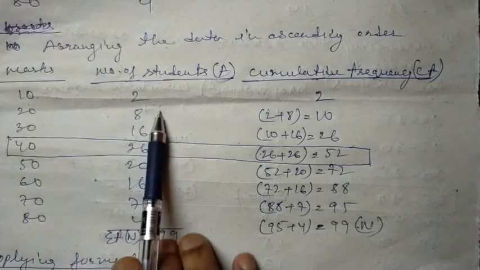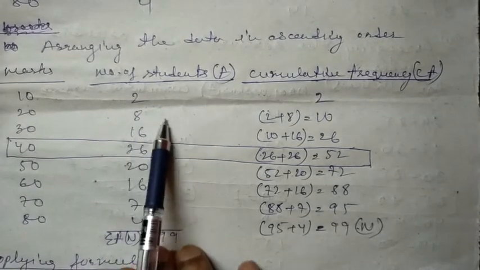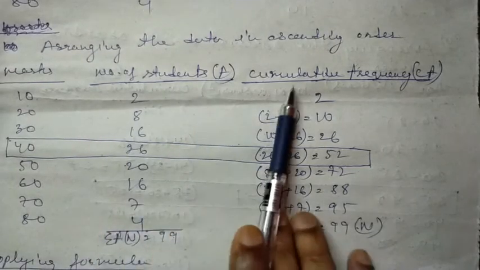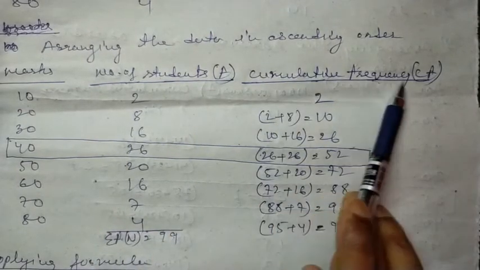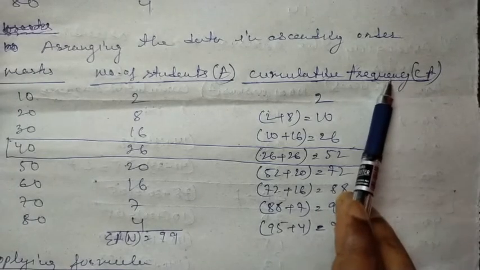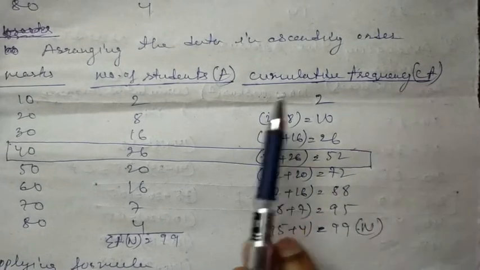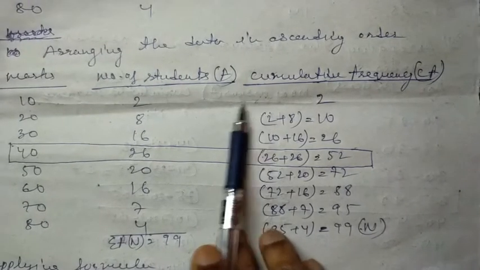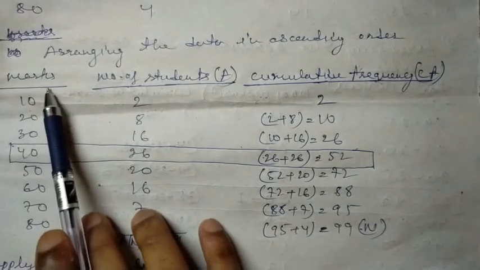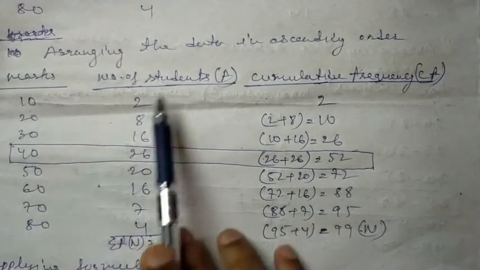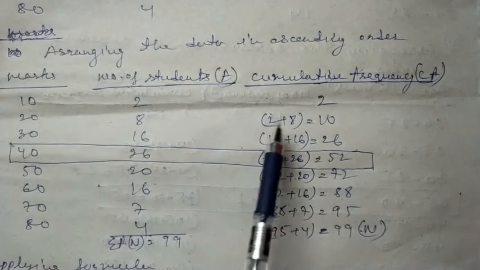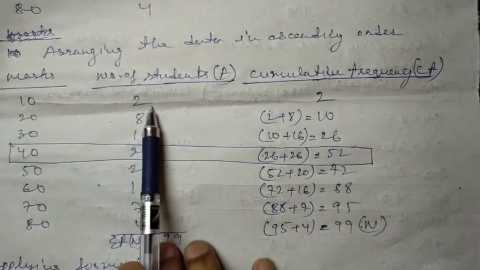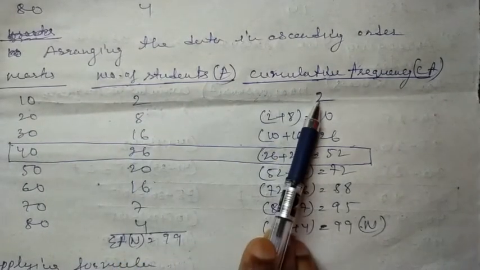In a discrete series, we have to add the frequencies by writing the cumulative frequency, CF in short. In median, if the marks and the frequency are given, you have to find the cumulative frequency. How can we find the cumulative frequencies? You write the first frequency over here.